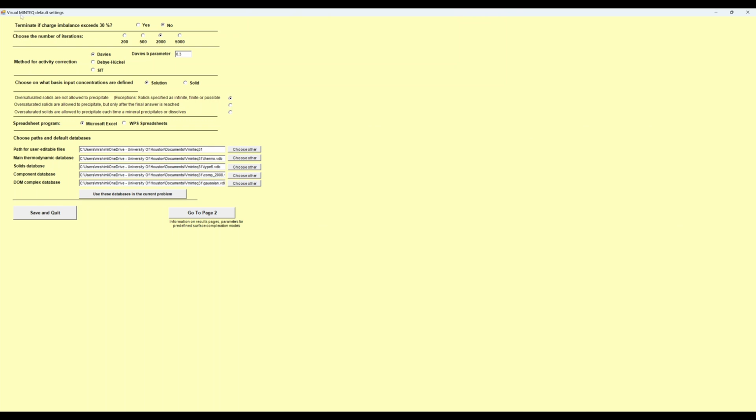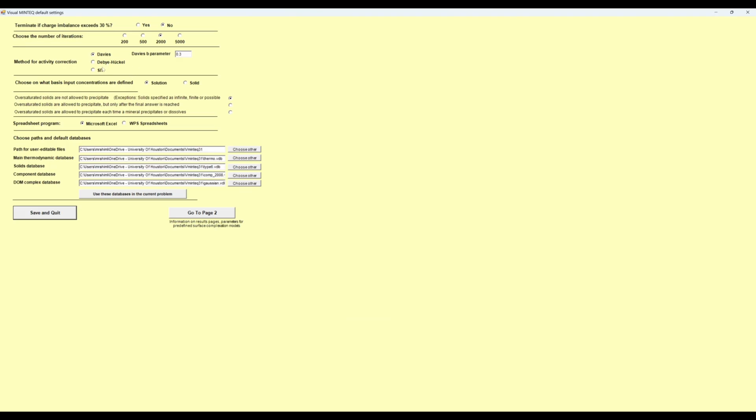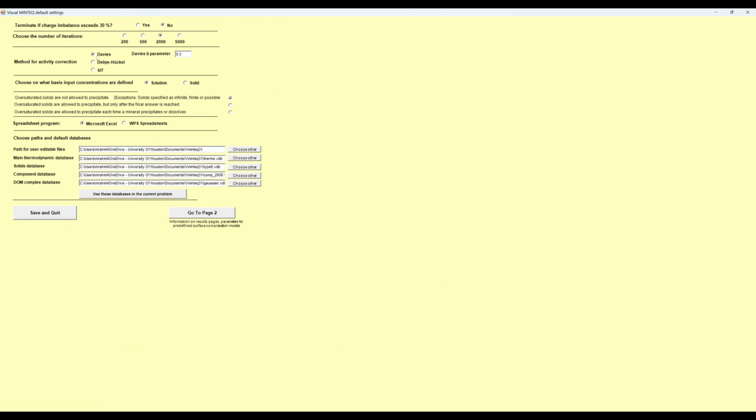So I just wanted to show you that you can change this in the software. The activity model that you're picking can be changed here. And the rest is just some technical databases that are already installed when you install the actual software. If we choose Davies, then you see the activity model that was chosen is Davies. If we change it to the Debye-Huckel, just make sure always that it's also responding. So let's go back to the Davies equation.